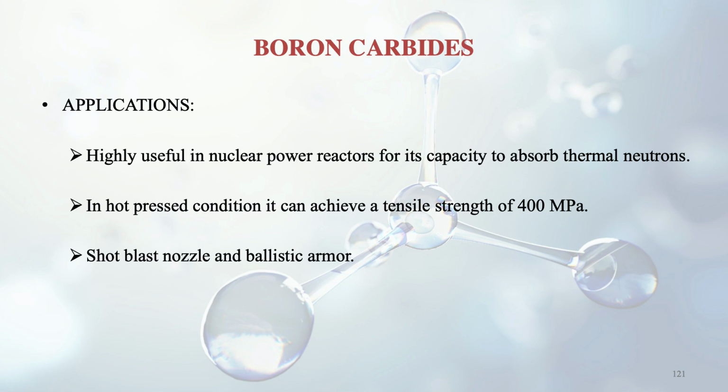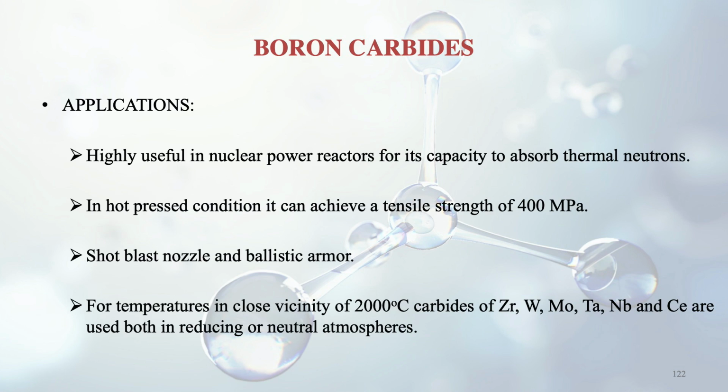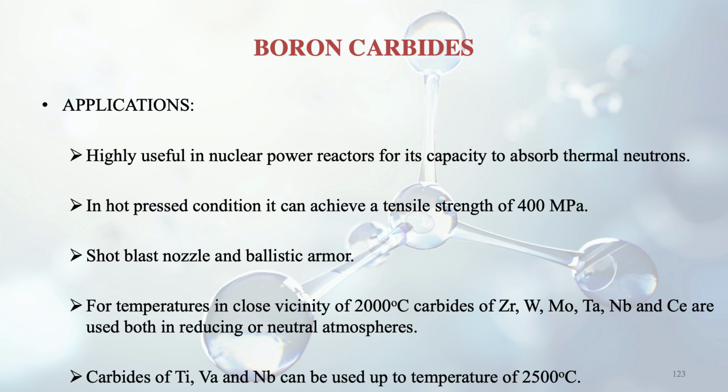Shot blast nozzle and ballistic armor. See, these are some of the applications of boron carbide. And for temperatures in close vicinity of 2000 degrees centigrade, carbides of zirconium, tungsten, molybdenum, tantalum, niobium and selenium are used both in reducing or neutral atmospheres. Carbides of titanium, vanadium and niobium can also be used up to a temperature of 2500 degrees centigrade. So these were some of the other elements that can be used as carbides.